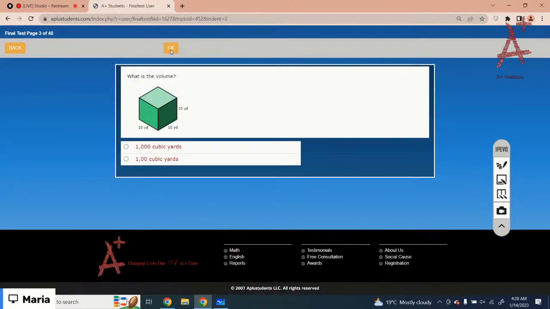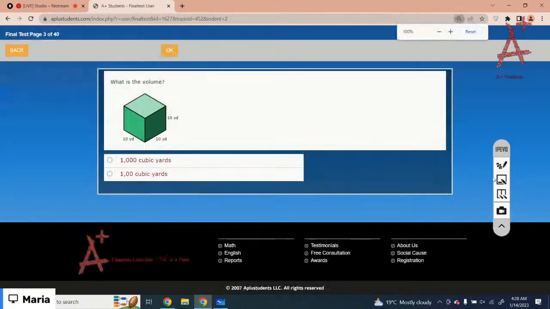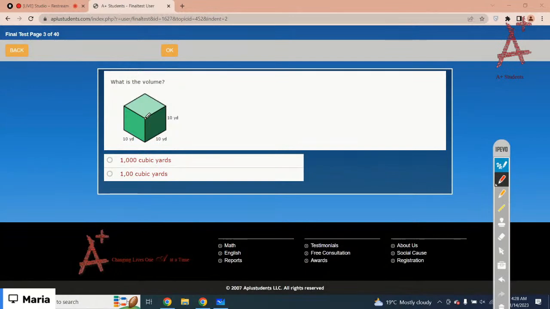Okay, what is the volume? You are given all the side lengths. You have to calculate the volume. So for the volume, the volume of the cube is s cube. You just multiply all the sides. The side length is 10 yards.